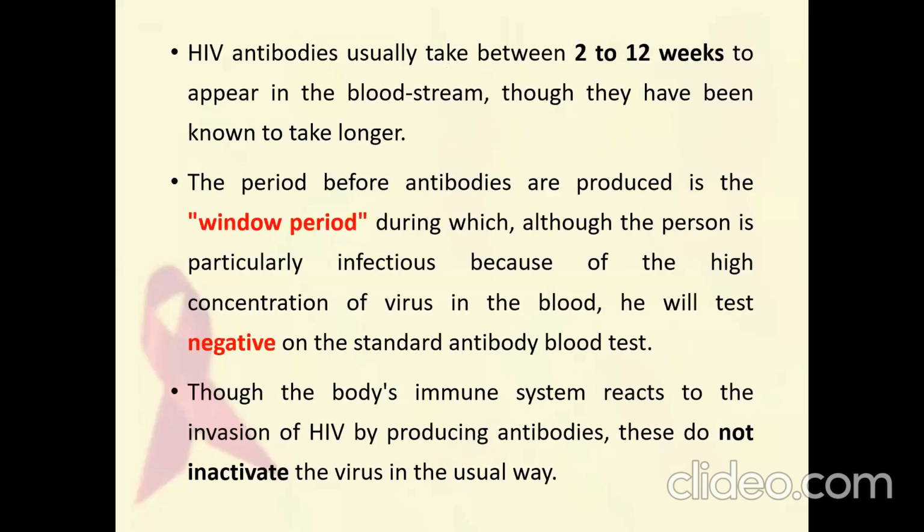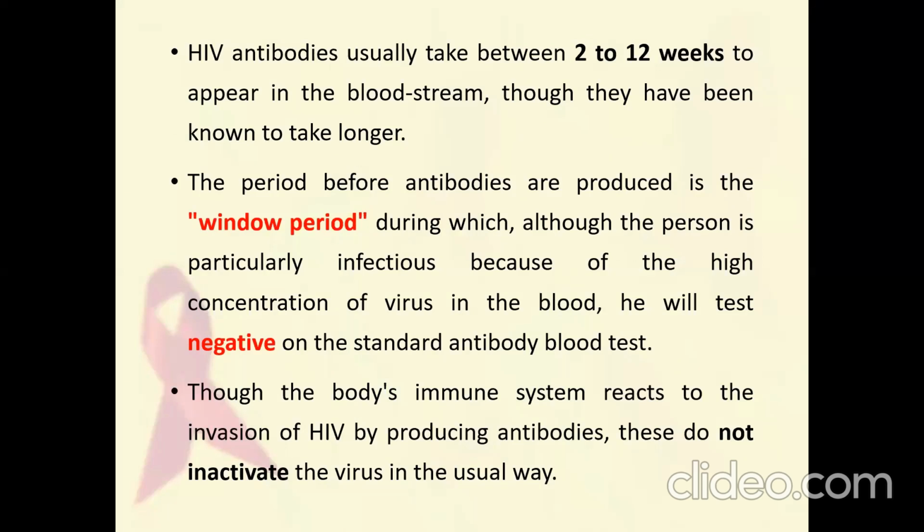These HIV antibodies usually take between 2 to 12 weeks to appear in the bloodstream, though they have been known to take longer. The period before antibodies are produced is the window period, during which, although the person is particularly infectious because of the high concentration of virus in the blood, he will test negative on the standard antibody blood test.